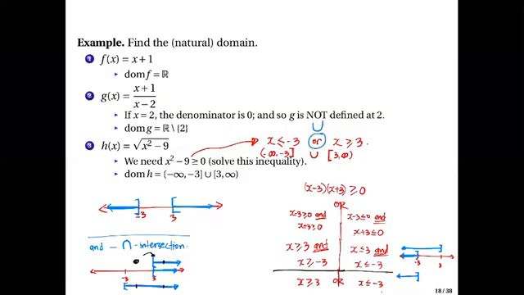So again, if you have the word "or," you use union, meaning you combine all together all the solution sets that you obtain. While if you have "and," or the intersection, you just get what is common to them. So here, x greater than or equal to 3 and x greater than or equal to negative 3, what's common to them is that x greater than or equal to 3.